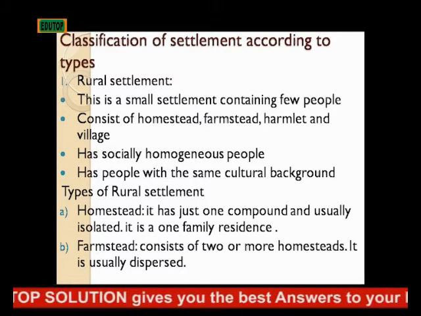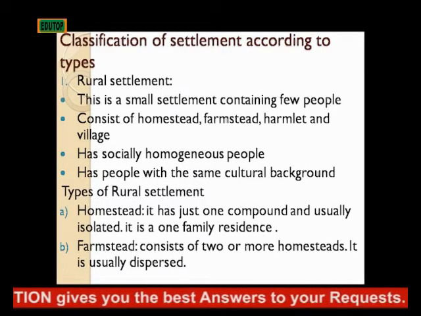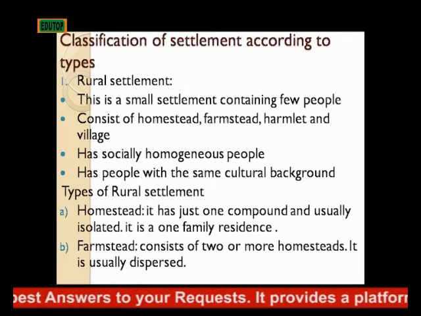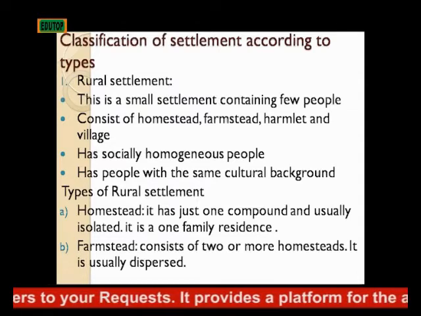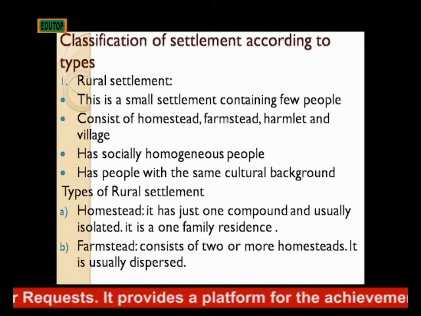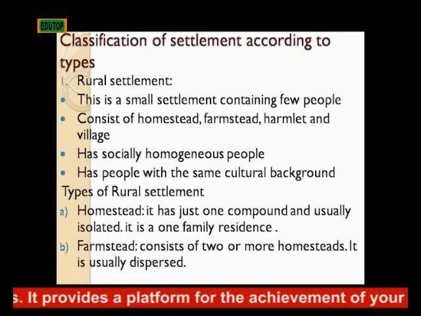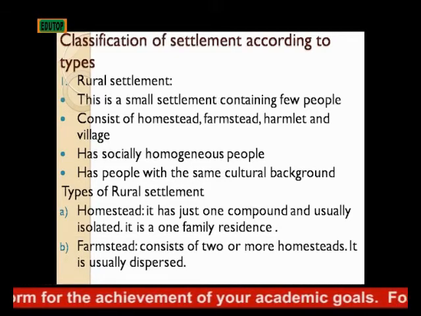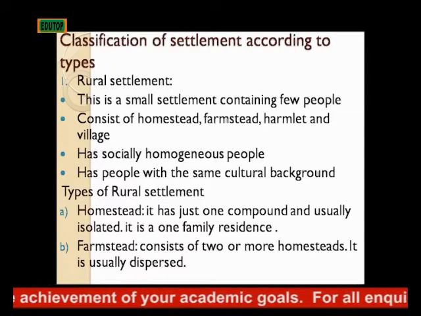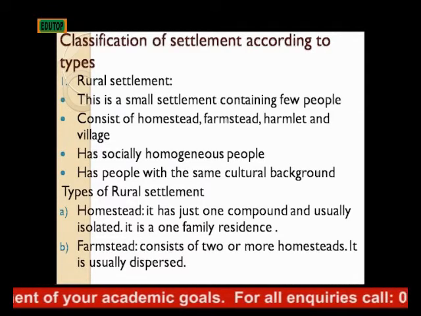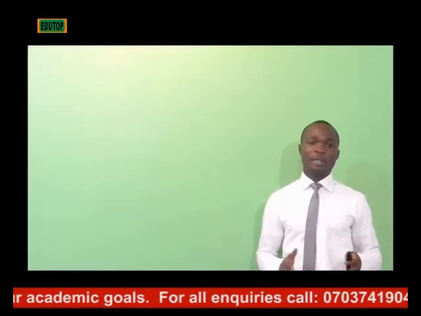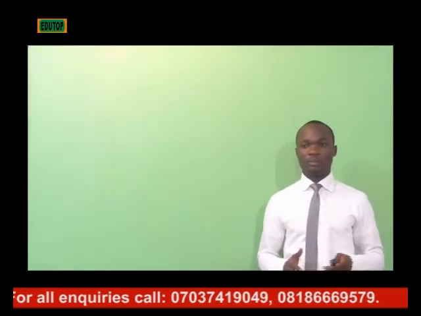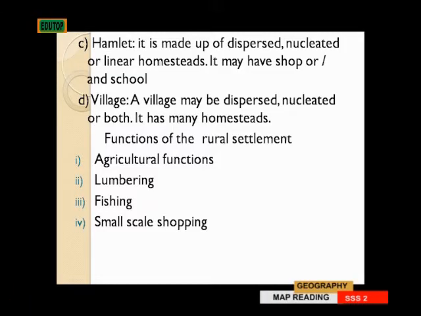And there are types of rural settlement. We have the homestead. Homestead here is just one compound and usually isolated. It is a one-family residence. We have the farmstead. Farmstead consists of 2 or more homesteads. It is usually dispersed.